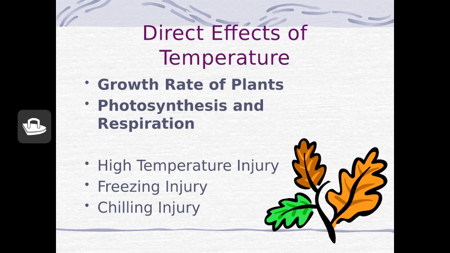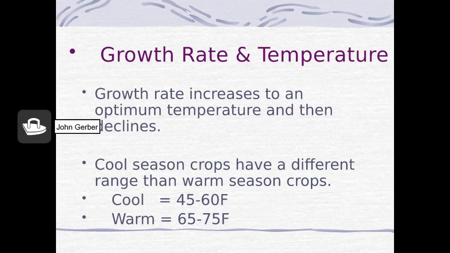Cool season crops, for example, have a different range than warm season crops. Let's take a look. Most cool season plants prefer a range of somewhere between 45 and 60 degrees Fahrenheit, whereas warm season plants prefer somewhere around 65 to 75 degrees Fahrenheit. As temperatures get much into the 70s for cool season plants, they'll actually grow slower than at the cooler temperatures.